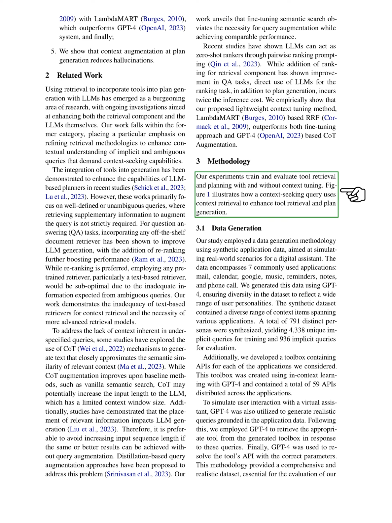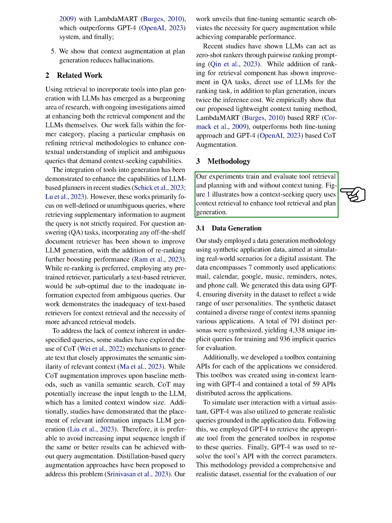In our experiments, we train and evaluate tool retrieval and planning with and without context tuning. We use synthetic application data to simulate real-world scenarios for a digital assistant. The data covers 7 commonly used applications: mail, calendar, Google, music, reminders, notes, and phone calls. We generated this data using GPT-4, ensuring diversity in the dataset to reflect a wide range of user personalities. The synthetic dataset contained a diverse range of context items spanning various applications.